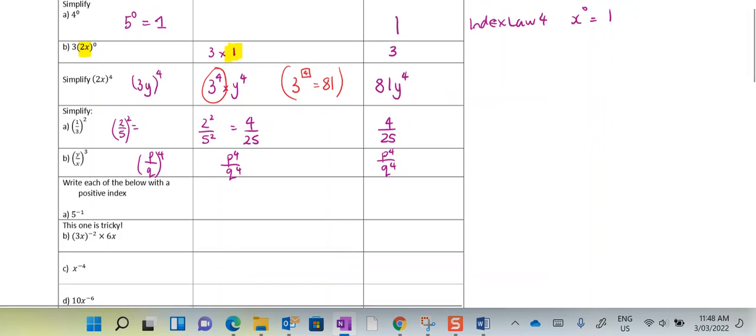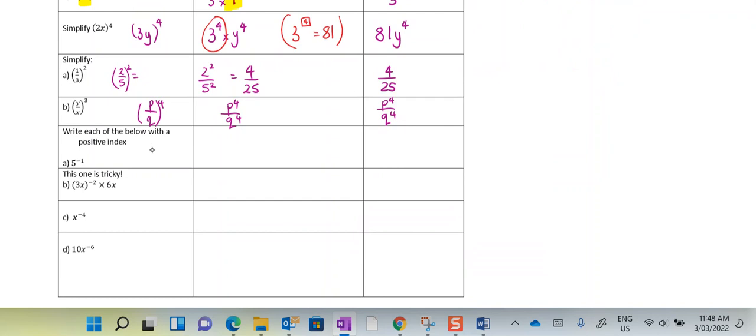With our negative indices, so say I had 6 to the minus 1, that's just equal to 1 over 6. If I had 6 to the power of minus 2, that would have been 1 over 6 squared, which is the same as 1 over 36. I'm getting rid of the negative index and making sure I've got a positive index.